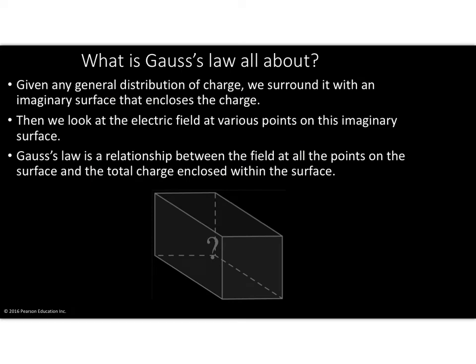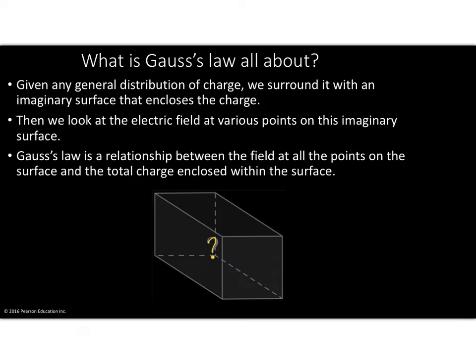Okay, so what is Gauss's law all about? The idea is that if we have some sort of distribution of charge, that's why I have a question mark here. We don't know. It could be a couple of individual point charges. It could be a sphere of charge. It could be a plane of charge. It could be a cylinder of charge, anything. The idea of Gauss's law is that we take a surface that will enclose that charge distribution or the charges.